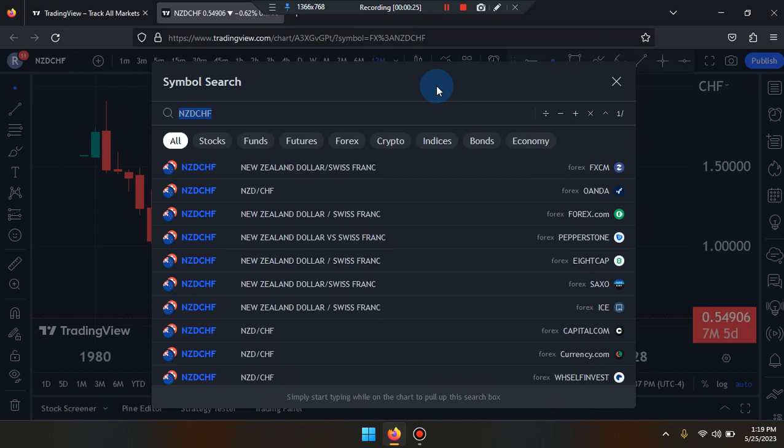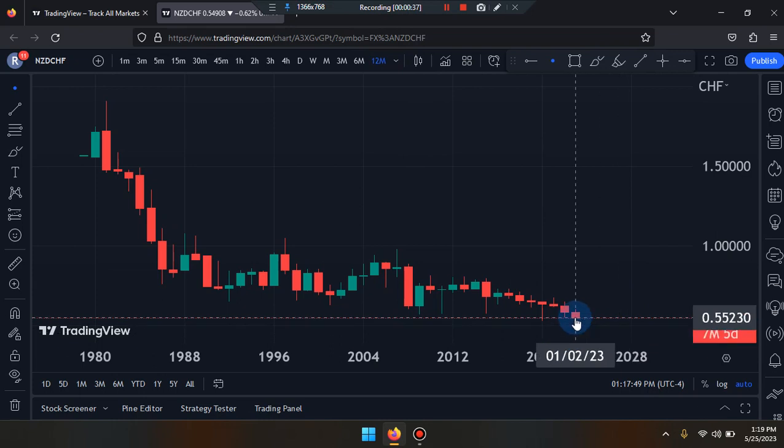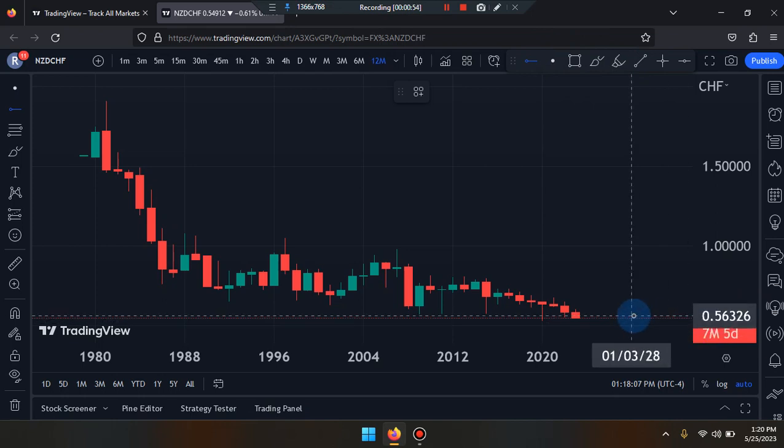We are marking up NZD, CHF. We are on the 12-month time frame. Price action last candle to the right hand side is a bearish red candle. Current price is sitting at 0.54913.